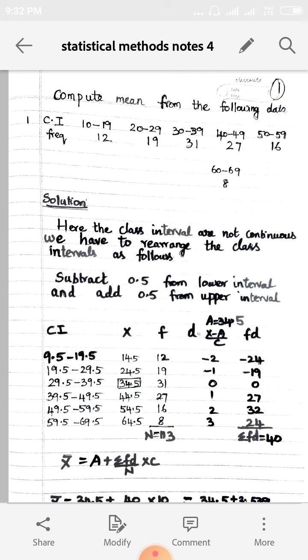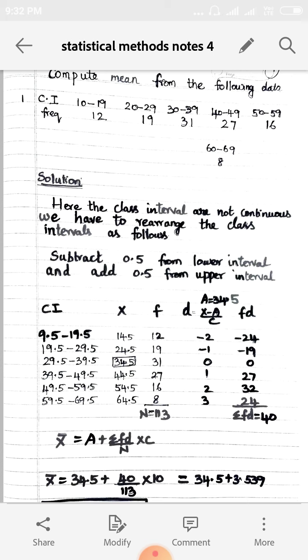So like that we proceed, and we get the class intervals. Now the class intervals are 9.5 to 19.5, 19.5 to 29.5, 29.5 to 39.5, 39.5 to 49.5, 49.5 to 59.5, 59.5 to 69.5. Now see, the class intervals are continuous. So like this we have to rearrange the given class intervals into continuous type. That is, subtract 0.5 from the lower interval and add 0.5 to the upper interval. We get the continuous class intervals.